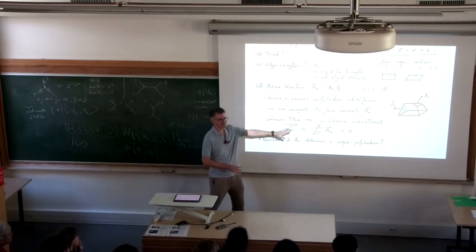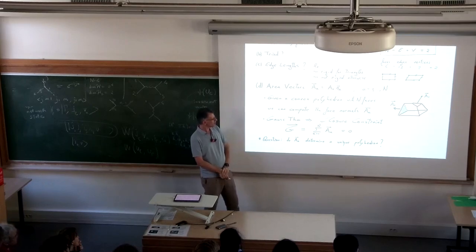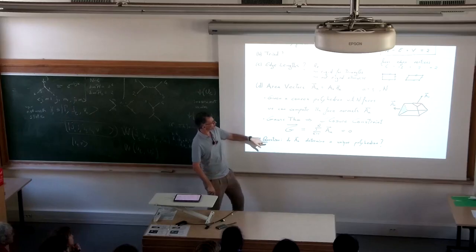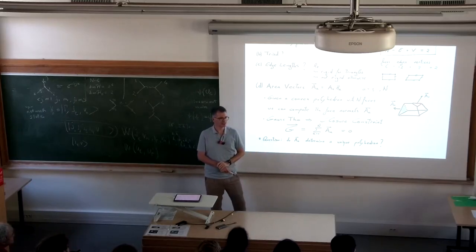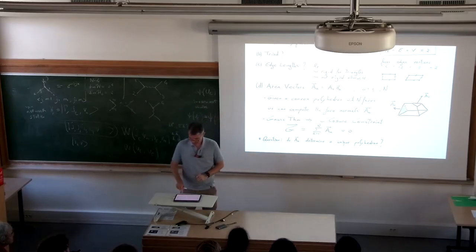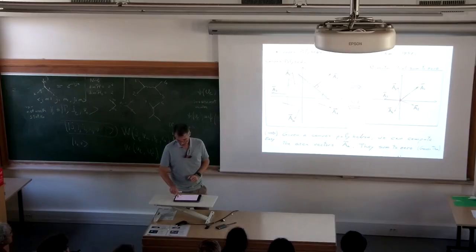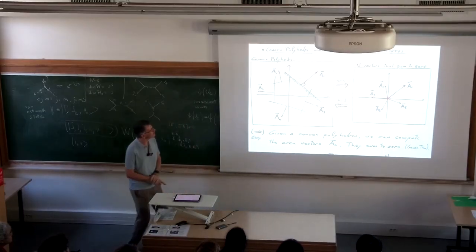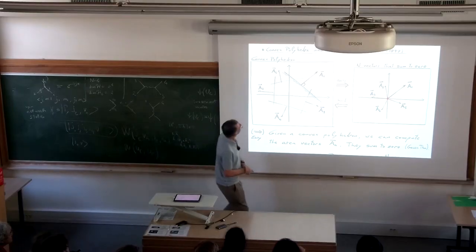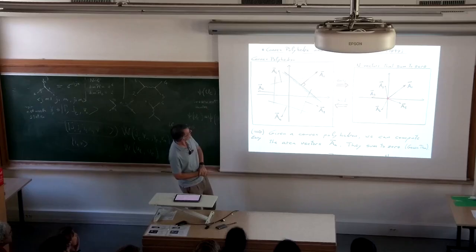That means that this is 0. The question is, is it true also in reverse? That is, if I give the areas, do I determine the polyhedron uniquely? And how uniquely? So that's where I'm going. And this is actually a classic result. It's Minkowski's theorem. The theorem goes this way.